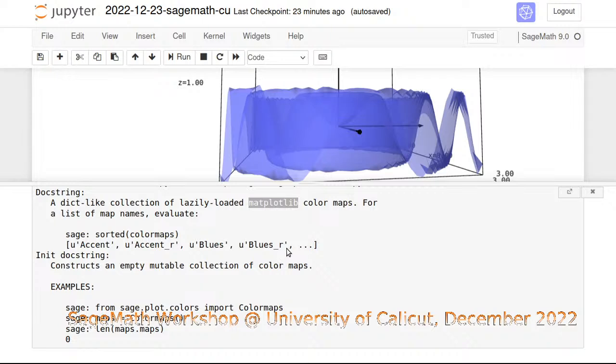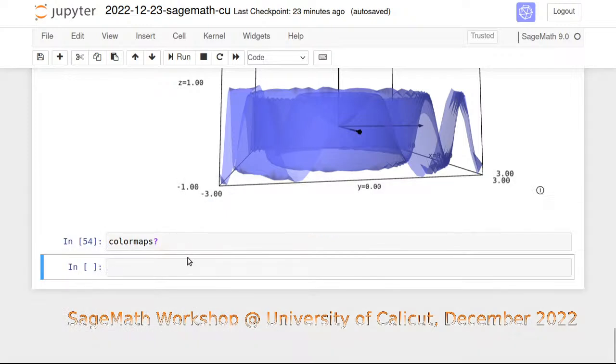So I'm just using an example from the documentation. Let us see the effect of this and try to understand what exactly this is. So color maps is there.